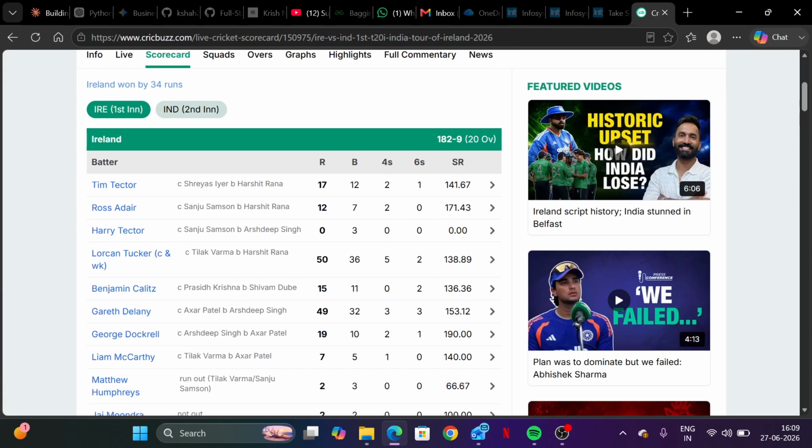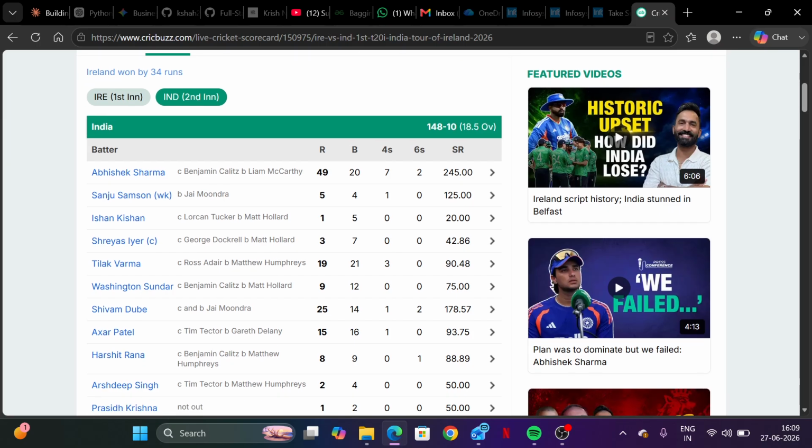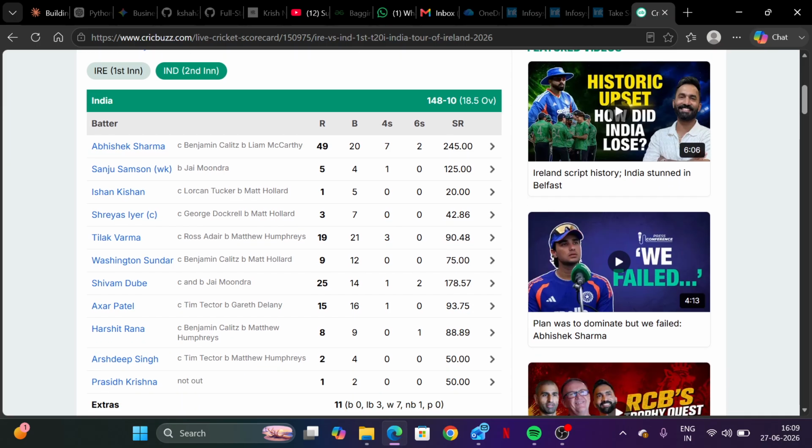Now let's come to the Indian innings. We all know that Abhishek Sharma scored 49 runs off 20 balls. Then Samson did not get a start. He got out for 5 runs. Then we have Ishan Kishan and Shreyas Iyer. Now let's come to Tilak Verma. We all know that Tilak Verma is the vice captain of this Indian cricket team, and recently he also captained India A in the Tri-Series, which was played between India, Sri Lanka, and Afghanistan.